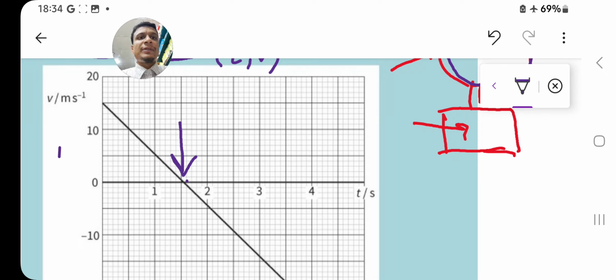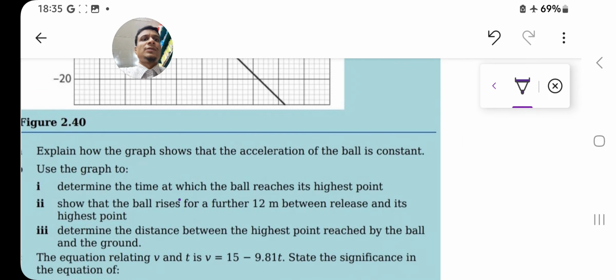So check the time here, it is approximately t equal to 1.6 seconds. So this is the answer for part B. Okay, so we have t equal to 1.6 seconds.